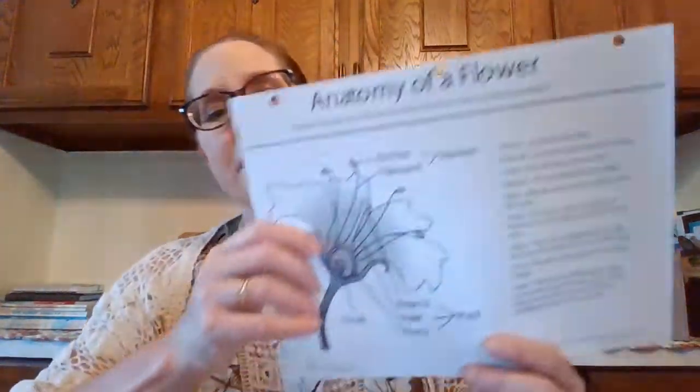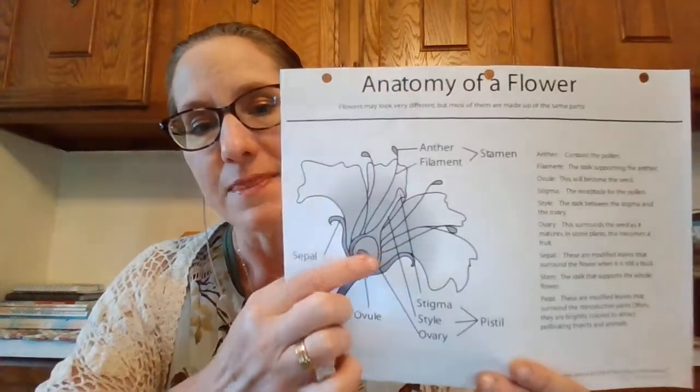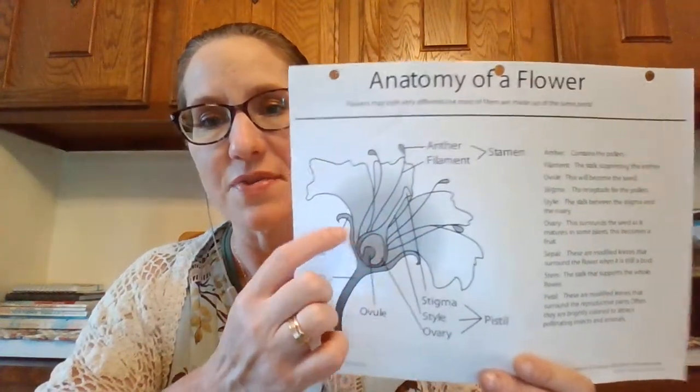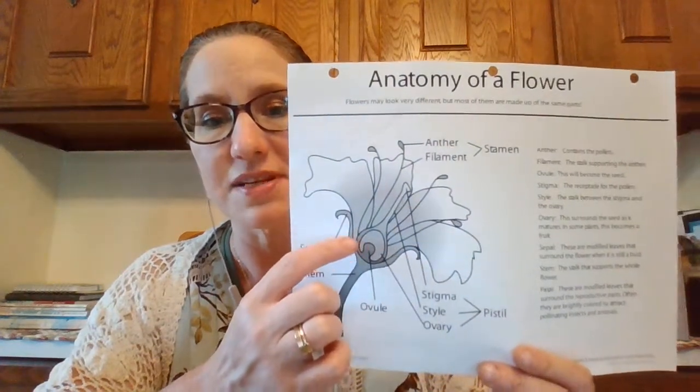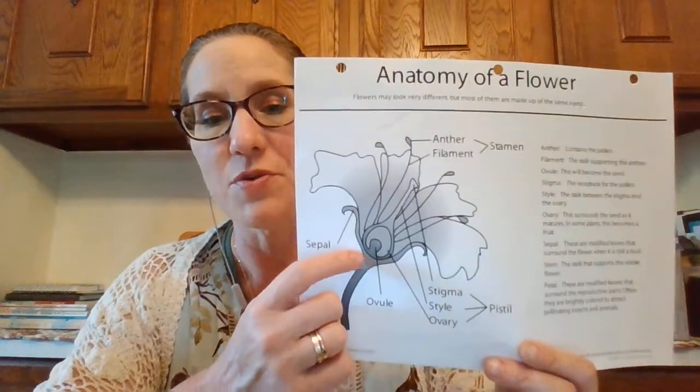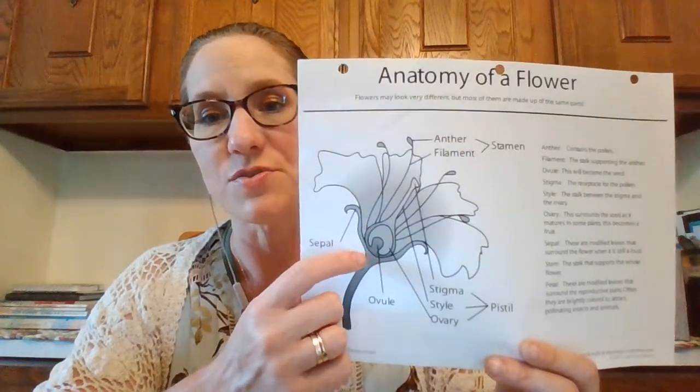And then the ovary is the part that surrounds the seed as it matures. And in some plants, it becomes a fruit. Now, a lot of plants, this turns into fruit, and we don't eat it. There's a part around the seed, and it's still called the fruit, but it's not something we could eat. In fact, sometimes it's poisonous. But when you are eating a fruit, that's the part that you're eating, the part around the seed.